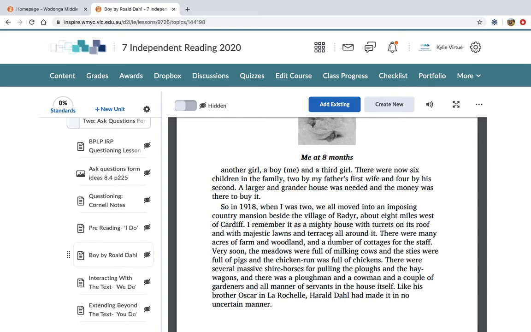All right, so now if you could do the same, please. Go and do a bit of reading and then write down your wonderings. Write down any questions that you have around what you think might be happening, or ideas that you have around the text, and what you think.